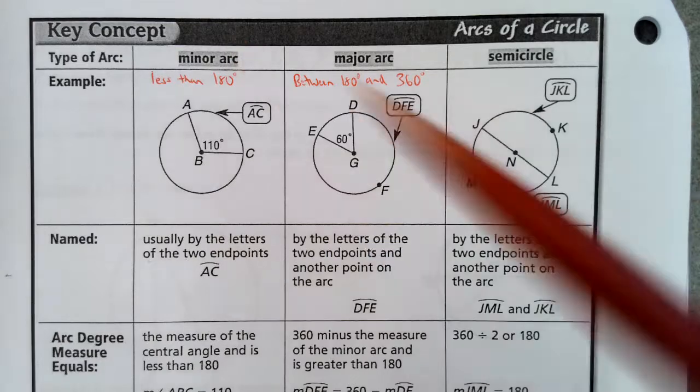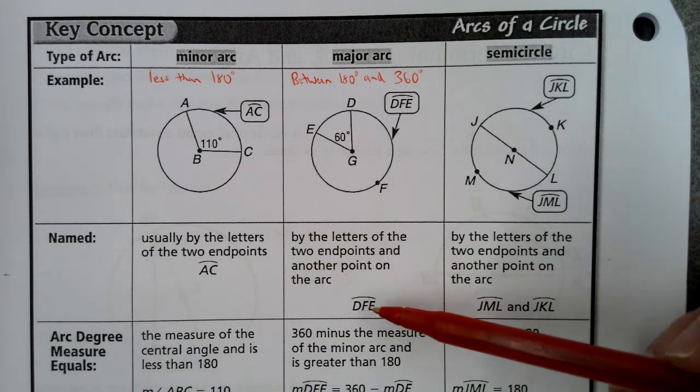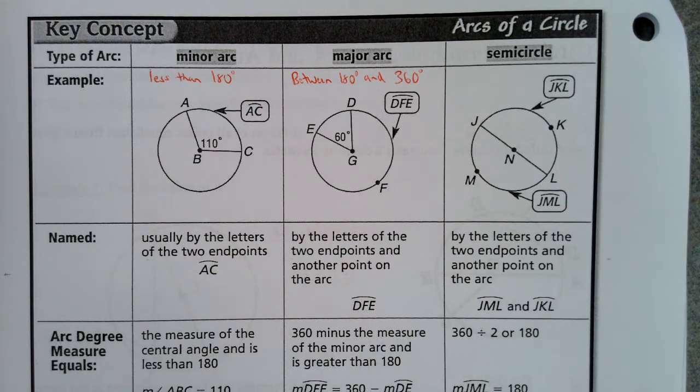So minor arcs are less than 180. Major arcs are between 180 and 360. And you name these with three letters. Okay? You use two endpoints and one point in the middle.